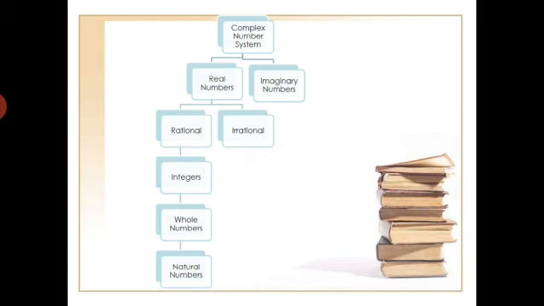So we have a diagrammatic representation of the categories of numbers. At the top there we have the complex number system. Then at the bottom of it, it has two branches, which are the real numbers part and the imaginary numbers part. And you can see that imaginary numbers has now been discarded along the line, and we are dealing with only real numbers.